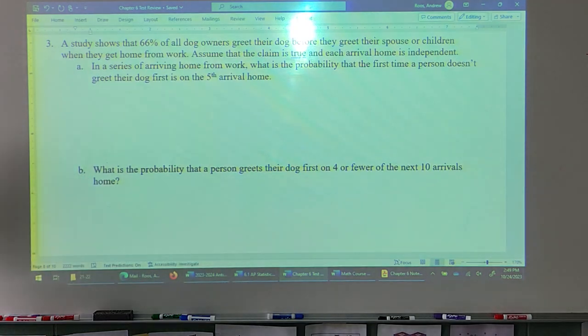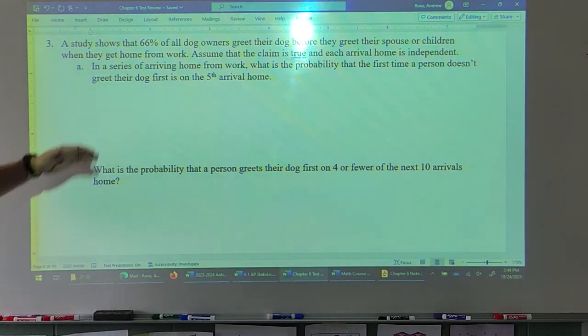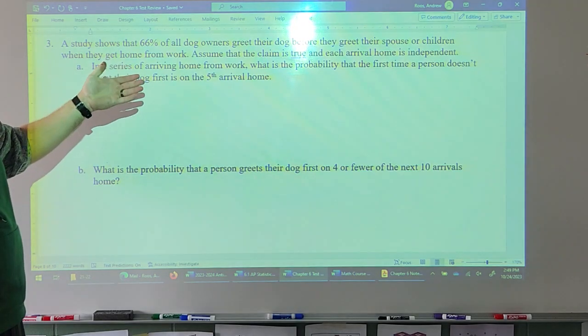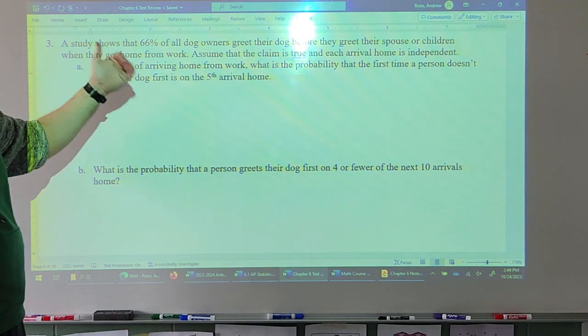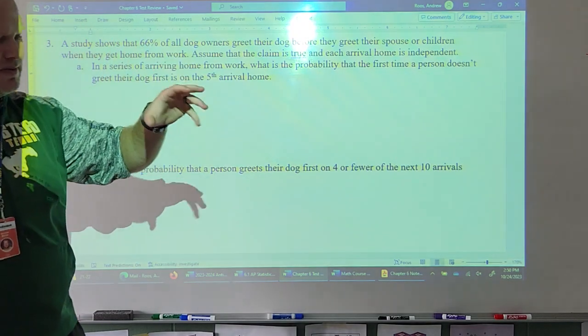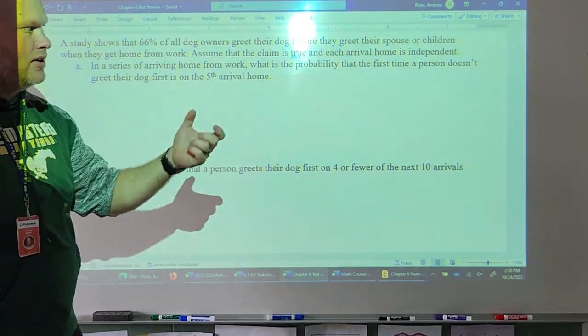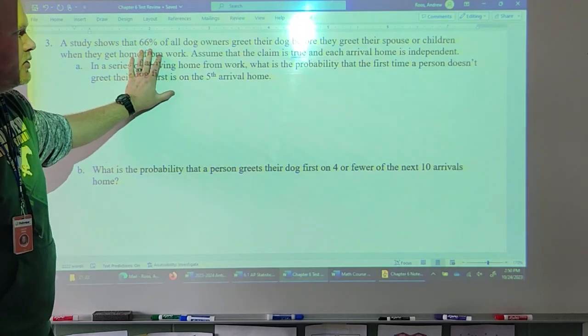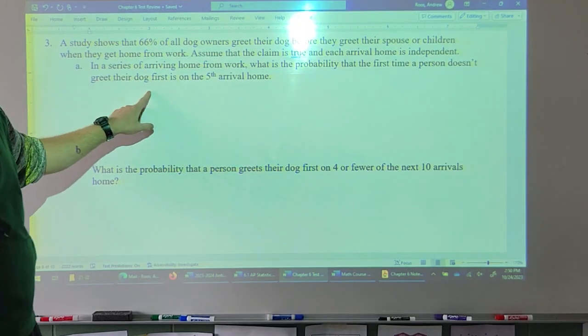Okay, so not normal, right? Doesn't say anything about normal. Is there a set number of trials for A? Okay, not really. We want the first success to be on the 5th one. So it's not like 5 out of 10 or 5 out of 20. There's not a set trial size, which would mean this is going to be a geometric distribution for part A.